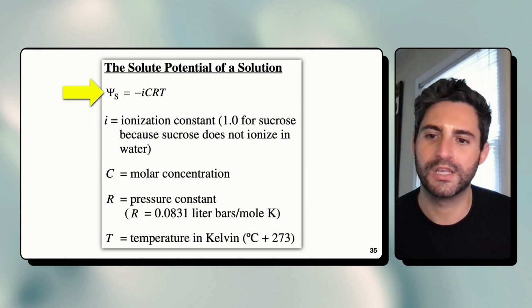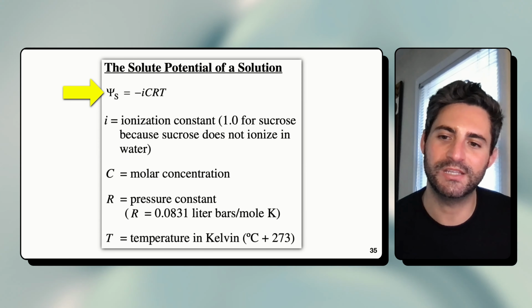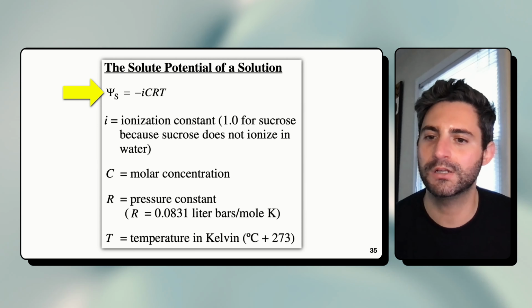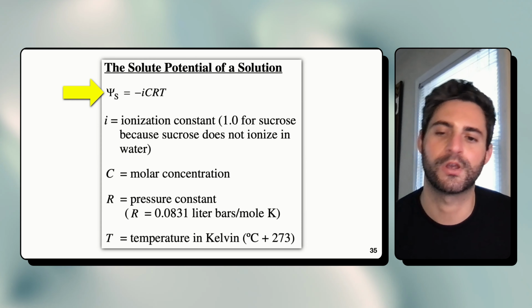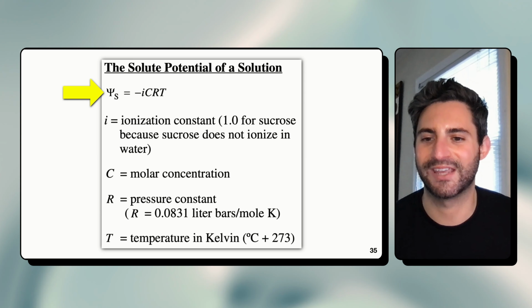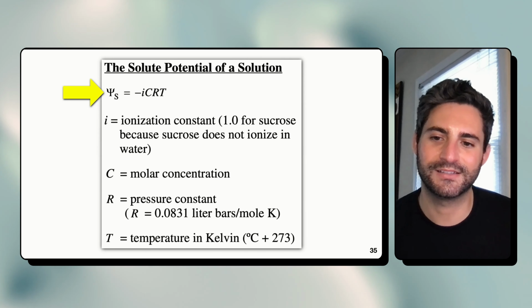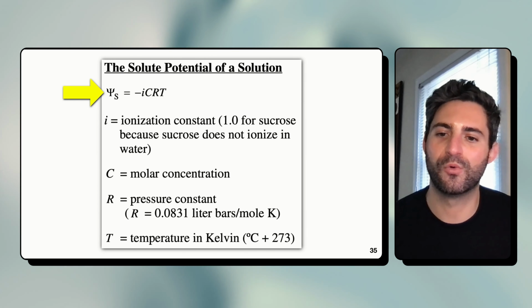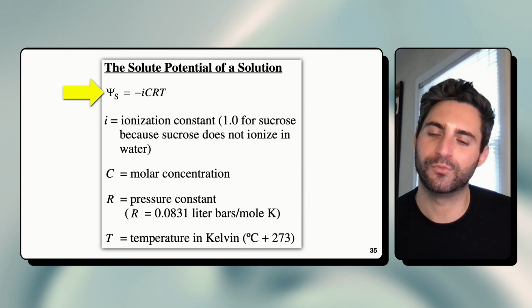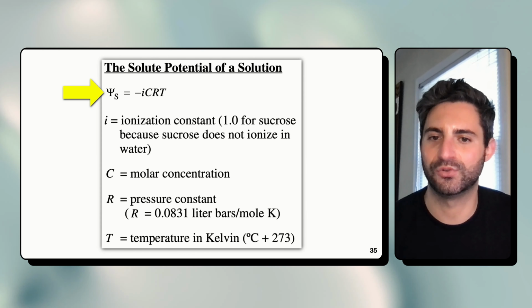The letter R is a pressure constant, and it will always be 0.0831 liter bars per mole Kelvin. And lastly, the T stands for temperature in Kelvin. And the way we calculate Kelvin is just by taking whatever the temperature is in Celsius and adding 273.